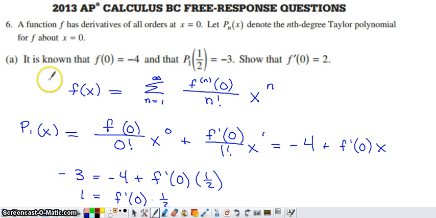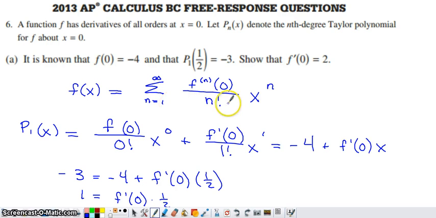In part A, they tell us what f of 0 is. They tell us that the first degree Taylor polynomial with the x value of 1/2 tossed into it gives us an answer of -3, and they want us to prove that f prime of 0 is going to have to be 2. So this is the general definition of a Taylor series.